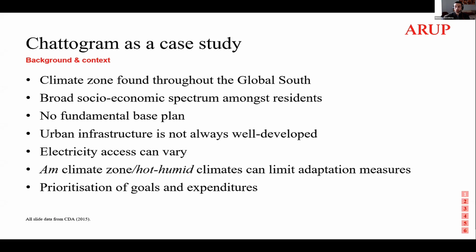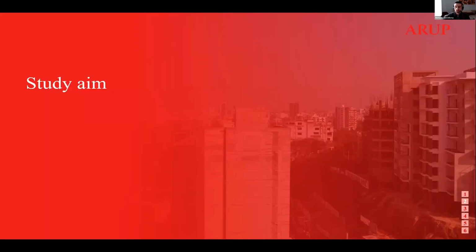And so some residents are more at risk because they might not be able to purchase or engage with active systems, for example. And the city itself has no fundamental base plan. So we've seen this in a couple other presentations. While there may be planning suggestions, urban development might not follow strict plans, and there is informal development as well. There are also questions about the reliability of certain urban infrastructures, such as electricity access, et cetera, which can, again, limit some of the possible adaptation measures, particularly for certain groups of individuals.